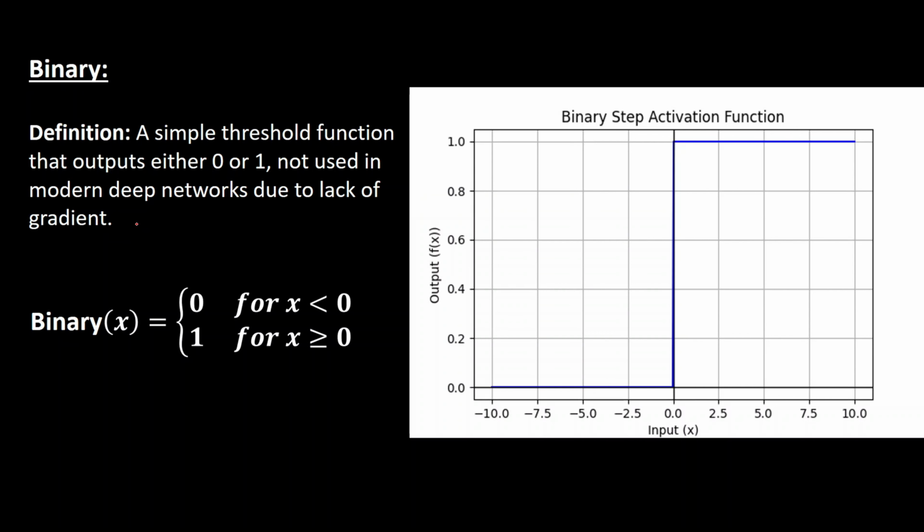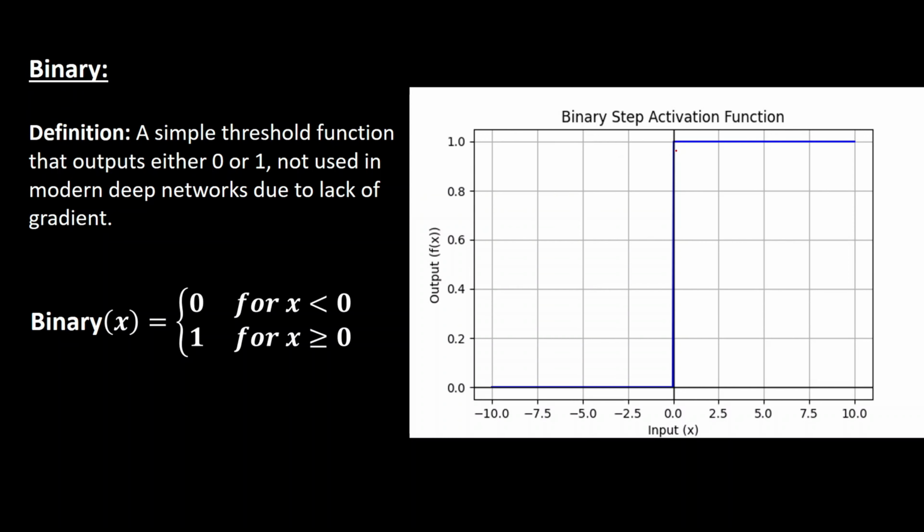So we actually have three types of activation functions: the binary activation function, the linear activation function, and the non-linear activation function. I will explain each and every one bit by bit. The first one is the binary function. The binary function will have two outputs, 0 and 1.